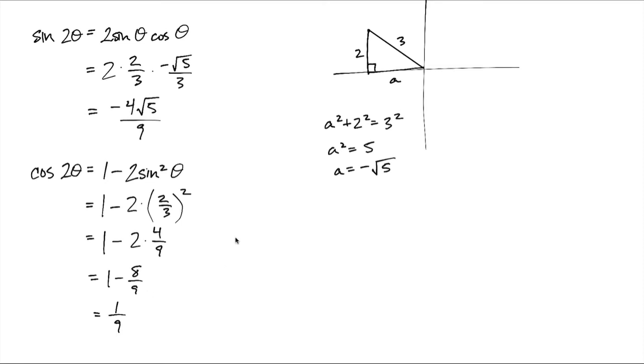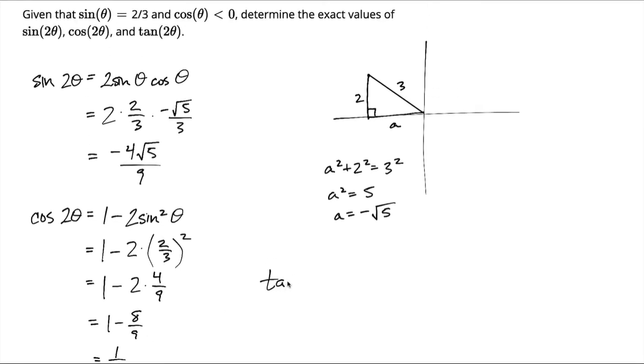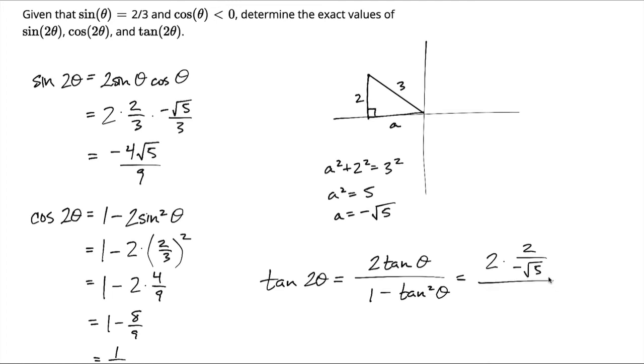Okay, and then we need tangent of 2 theta. Tangent of 2 theta. Our formula is 2 tangent of theta over 1 minus tangent squared of theta. And then we already have our triangle here, so we can just plug in what we know. Tangent is opposite over adjacent. That's 2 over negative root 5. And then over, I've got 1 minus, and then that's 2 over negative root 5 squared.